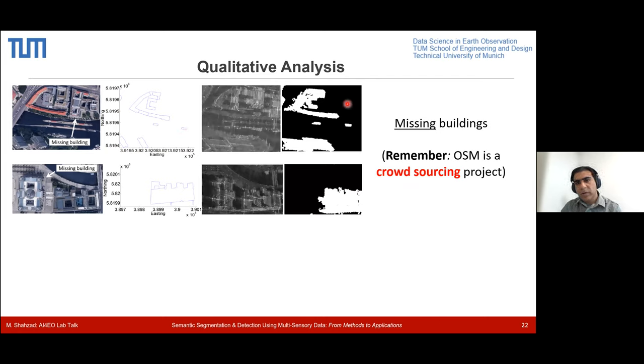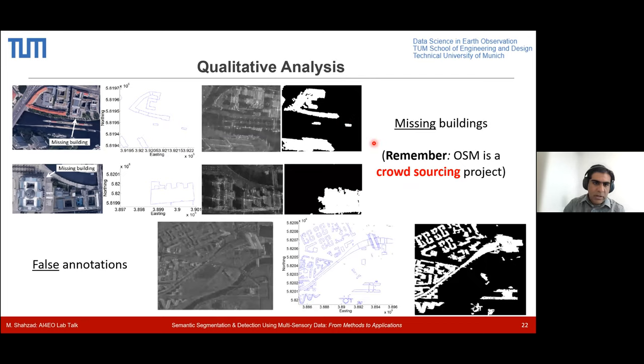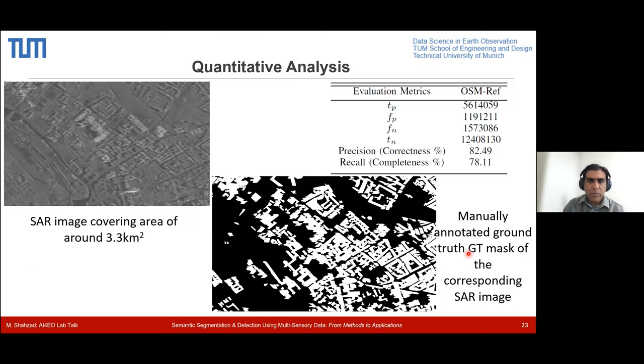And when we project, of course, there is no information related to these buildings there. We also noticed that there were some false annotations in the OSM data because it's a crowdsourcing project. For example, this railway line is falsely annotated as a building. Basically, this also comes into the annotation part. But nevertheless, we could actually use this.